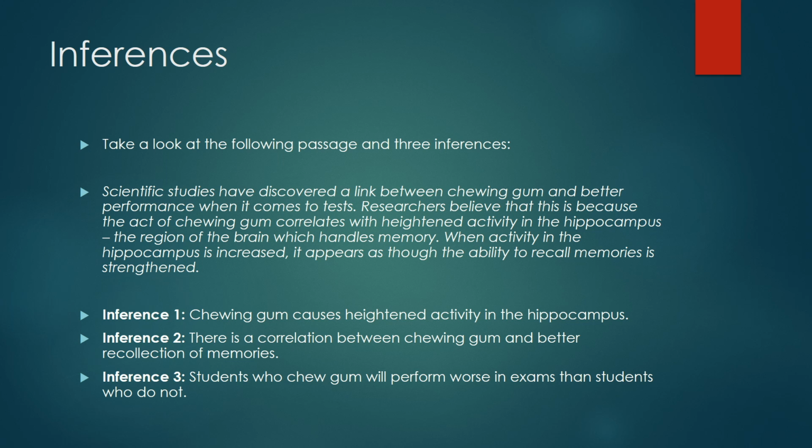Scientific studies have discovered a link between chewing gum and better performance when it comes to tests. Researchers believe that this is because the act of chewing gum correlates with heightened activity in the hippocampus, the region of the brain which handles memory. When activity in the hippocampus is increased, it appears as though the ability to recall memories is strengthened. Inference 1. Chewing gum causes heightened activity in the hippocampus. Inference 2. There is a correlation between chewing gum and better recollection of memories. And inference 3. Students who chew gum will perform worse in exams than students who do not.